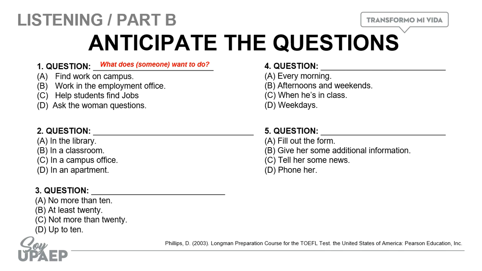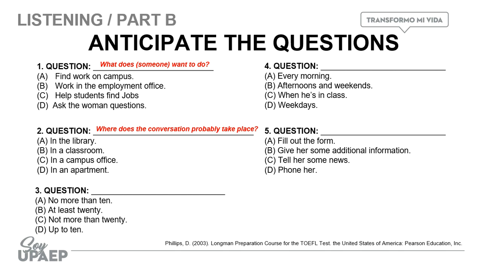Let's do number 2. The options say in the library, in a classroom, in a campus office, in an apartment. If you notice, the options mention places. So the question could be something like, where does the conversation probably take place?